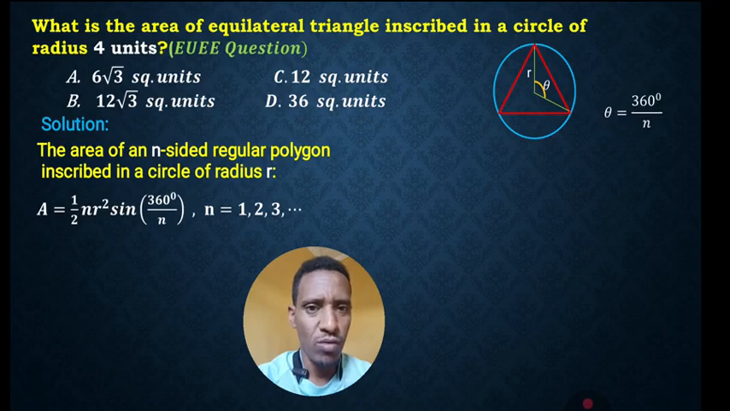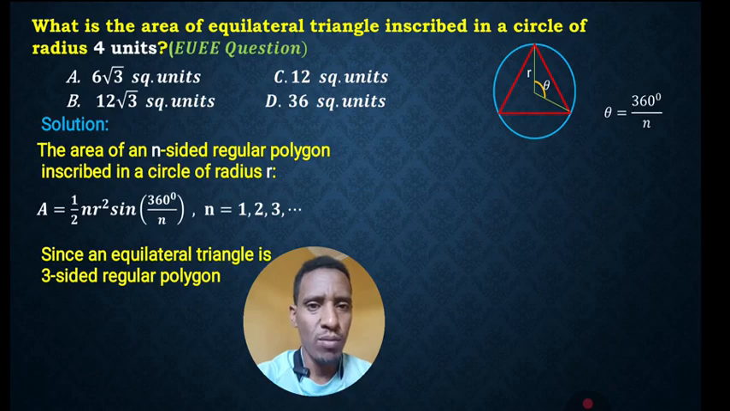A is equal to half of n times R to the power of 2 times sine of 360 degrees over n, where n is the number of sides of a regular polygon, which is the set of natural numbers. In this problem, an equilateral triangle is a three-sided regular polygon.